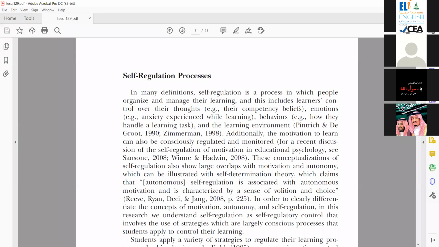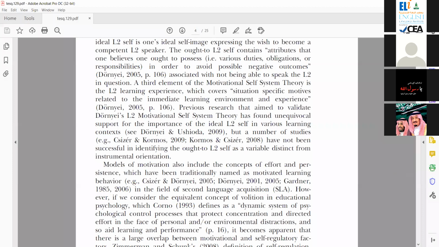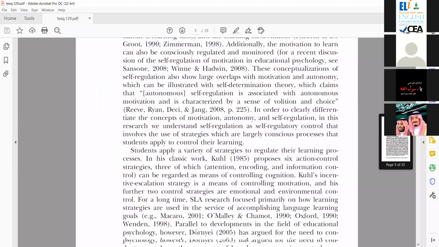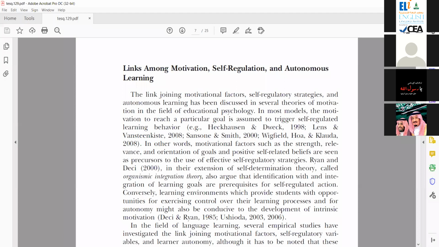As you can see, they were talking about motivational factors, all different types of studies and all different kinds of perspectives. And then they've linked them together. So they were discussing the different ways that these three things that they are going to look at in the study relate, or whether there is a relationship or not, depending on the argument that they would like to present in the literature review.